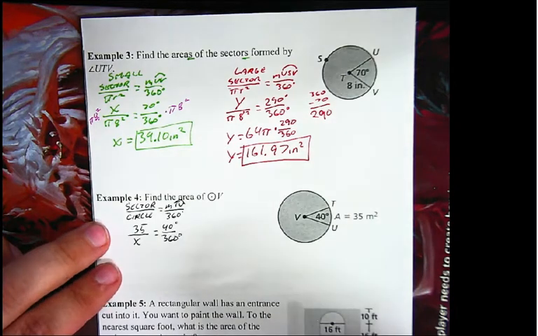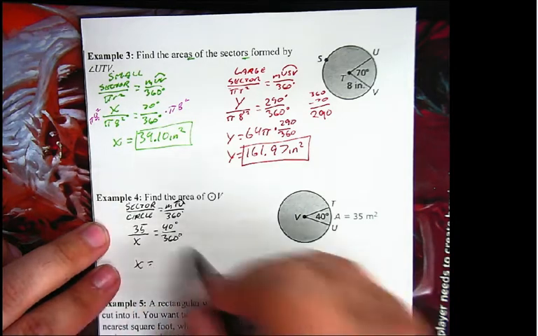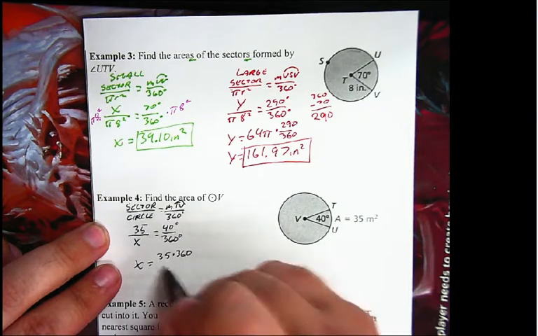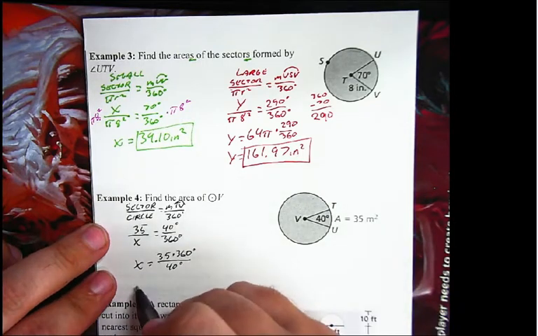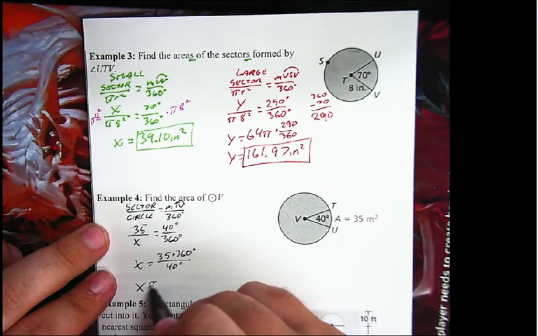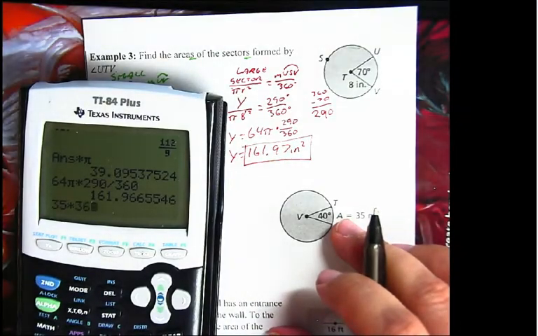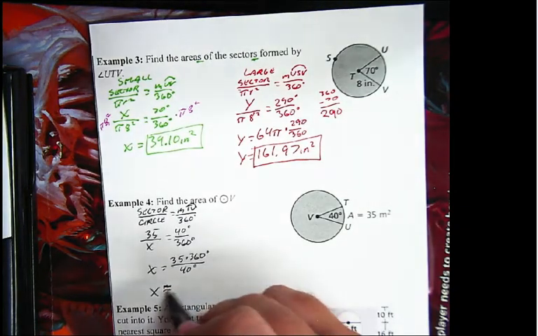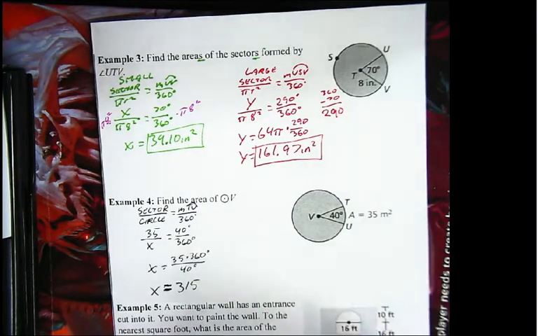All right, not too bad. It's just a proportion. Cross multiply and divide. So x is equal to, cross multiply, 35 times 360 divided by 40 degrees. And so x is going to be approximately, what, 35 times 360 divided by 40, 315. No approximately at all, just exactly 315. 315 what? Area is meters squared.